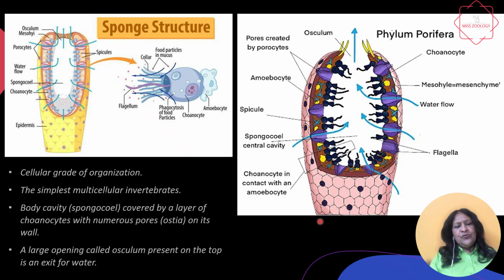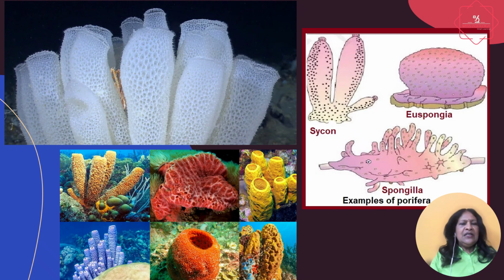There has not been any tissue grade of organization found in any of them. That's why they are considered to be the simplest among the multicellular invertebrates. Here we move on to the next image where you can see different specimens of porifera. You can see Sycon, which is more of a tubular shaped one, a Euspongia, which is more of a compressed form, and then a Spongilla, which is the rare freshwater form.